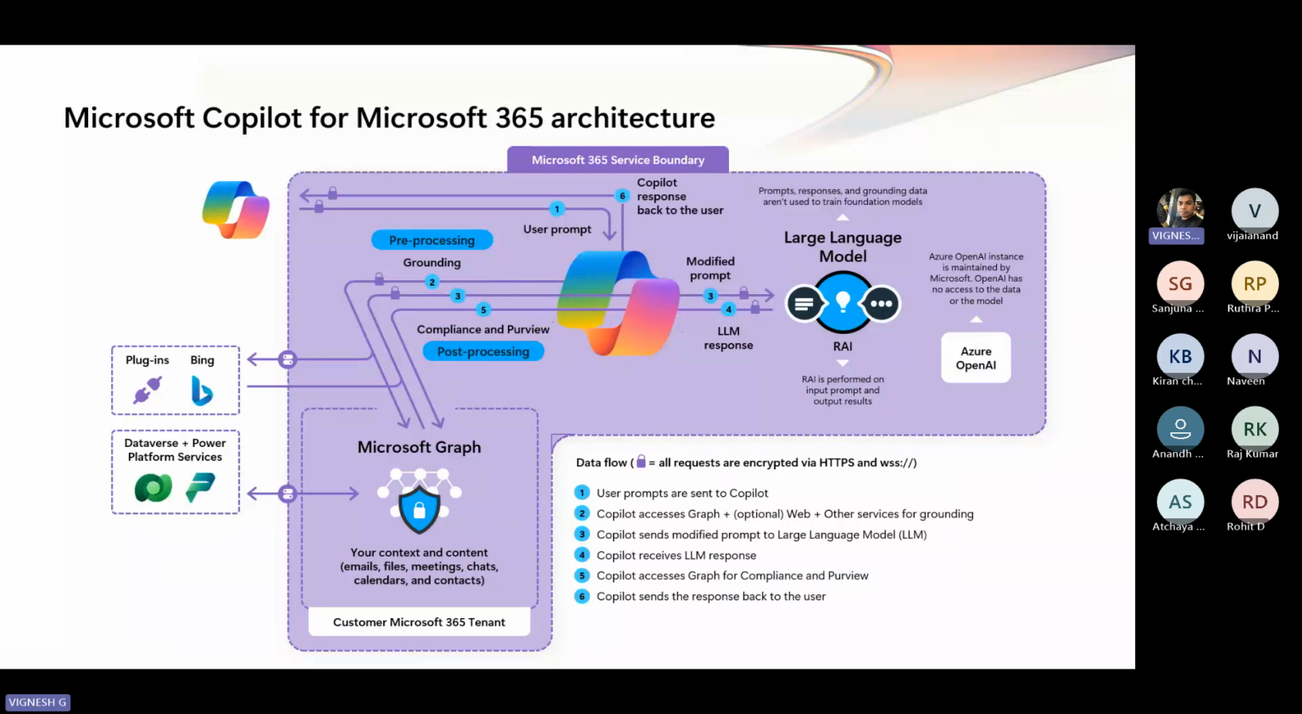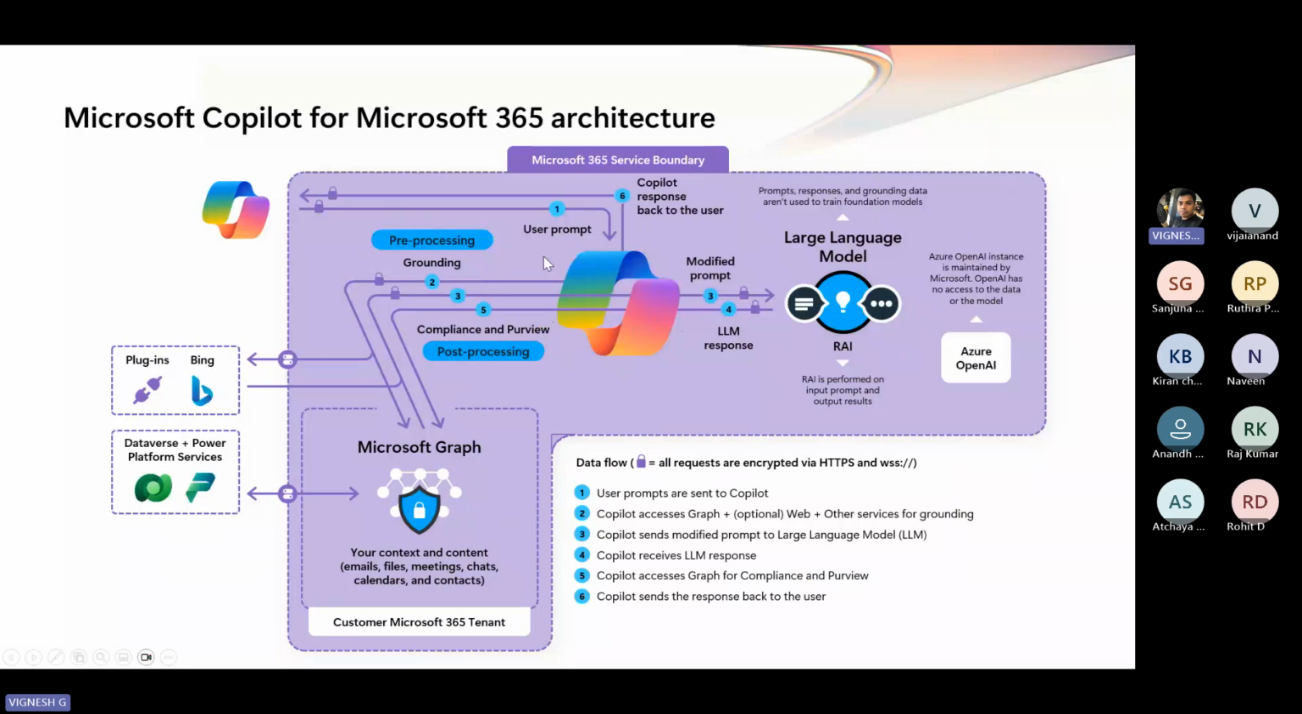A lot of this would make sense when we are talking about how to prepare your tenant for Copilot for Microsoft 365, when we are touching on security, compliance, and privacy topics in detail. But at a very high level, please bear in mind that these are the 6 steps which happen inside your tenant to process and give you the result that you're looking for.